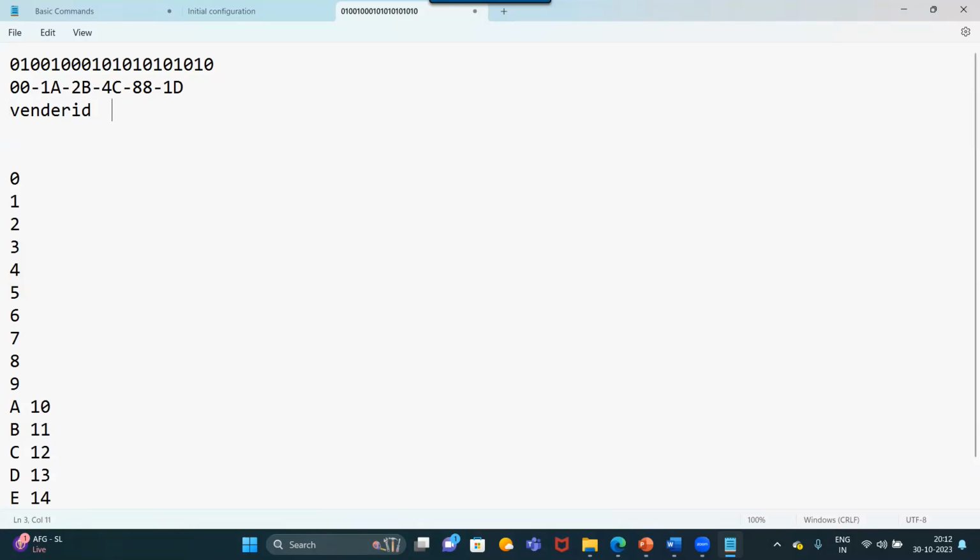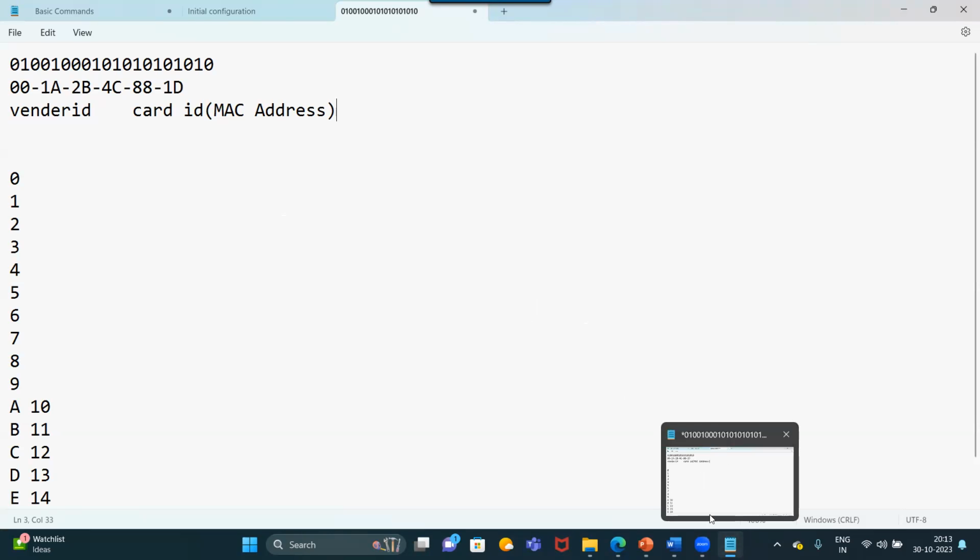And the last 6 digits represent the card ID. Card ID means MAC address. The last 6 digits are different from one NIC to another NIC because the last 6 digits are the card ID. Card ID means MAC address. MAC address is a unique address. So our MAC address we get in 48-bit binary or 12-digit hexadecimal form.